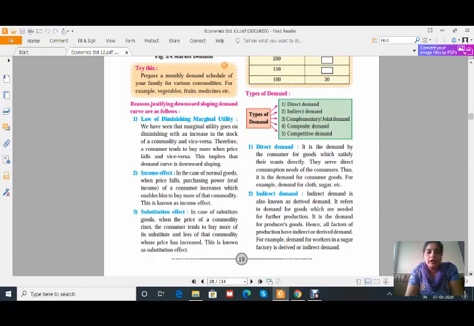So I think all of you are getting clear about this. Then the third one is substitution effect. In case of substitute goods, when the price of a commodity rises, the consumer tends to buy more of its substitute and less of that whose price has increased.